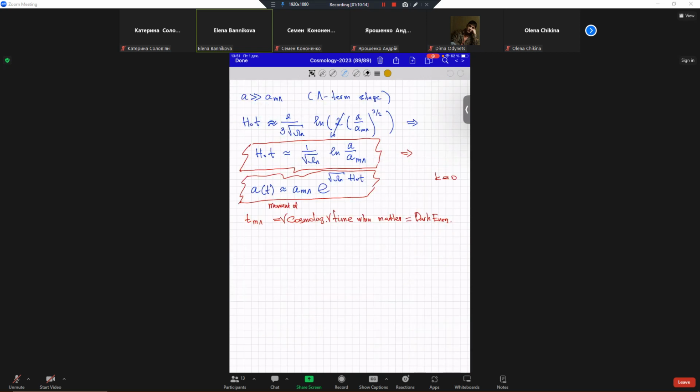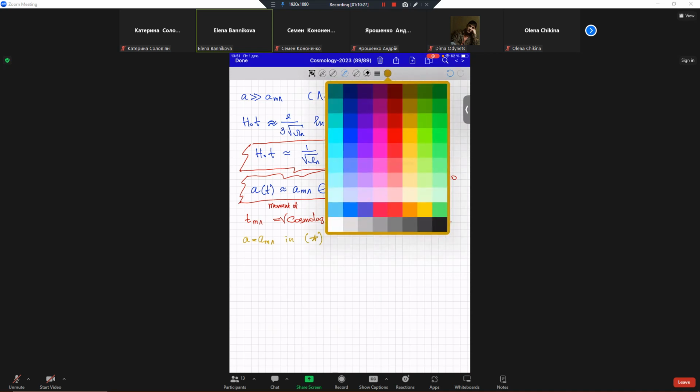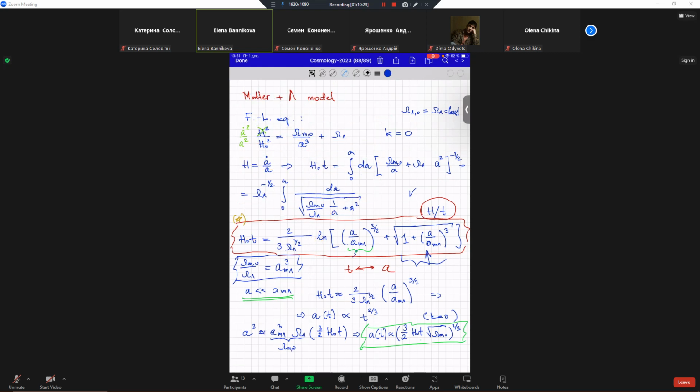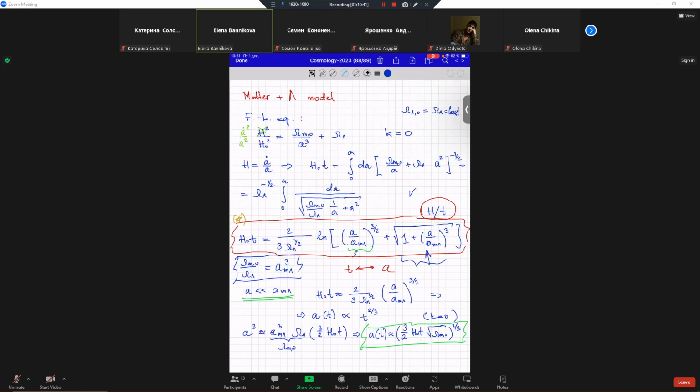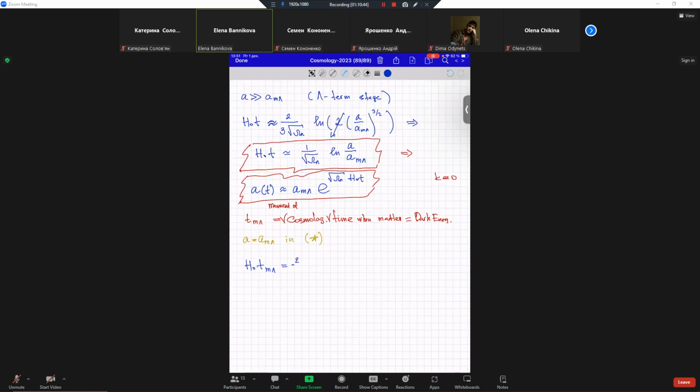Okay, so I can put A equal A m lambda in this. So if I put it, what will we have? Okay, left part the same, H0 T, and now I will put index this one because I put this condition. So to divide on 3 square root omega lambda.